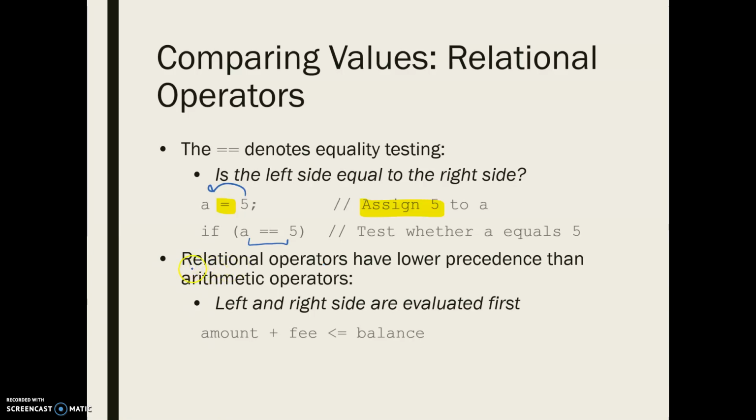Now this next point says that relational operators have lower precedence than arithmetic operators. So what does that mean? That means that we're going to go ahead and do anything on the left, and then we will do anything on the right. And then after we've done that, we will evaluate the comparison, or the relational operator, to see how the two different values compare.